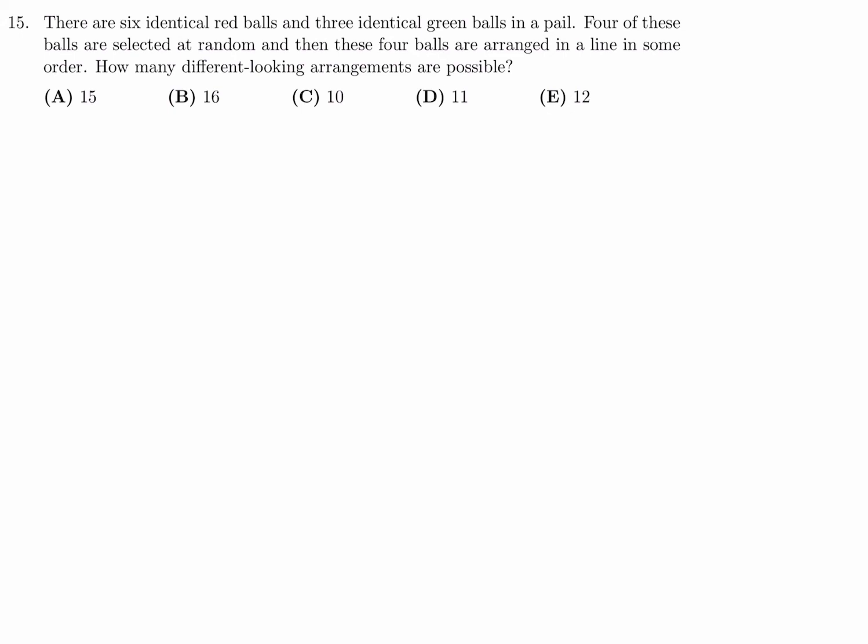There are 6 identical red balls and 3 identical green balls in a pail. 4 of these balls are selected at random, and then these 4 balls are arranged in a line in some order. How many different looking arrangements are possible? So we have 6 red, and we have 3 green. So we have to select 4.